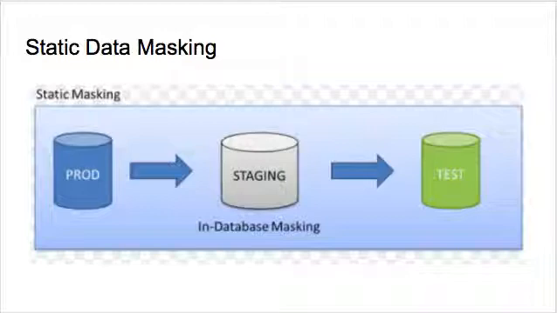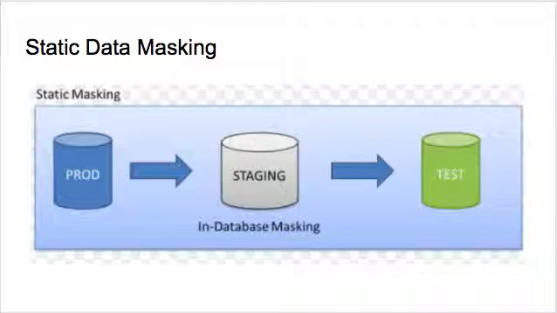Static data masking provides realistic data for development and testing of applications without disclosing sensitive information. The live production database is duplicated, and an offline copy, known as the golden mask copy, is constructed with all the sensitive fields masked.